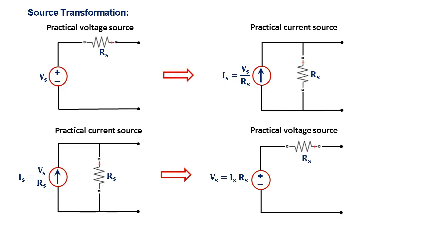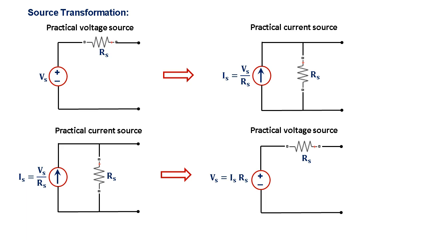The voltage and current sources can be converted from one source to another based on the requirement while solving the network problems. This technique is called source transformation. The transformation of practical voltage source into a practical current source is shown in the figure. Here the practical voltage source consists of a voltage source in series with resistor. This can be converted into a practical current source as shown in the figure, which consists of current source in parallel with resistor, and the value of this current source is equal to Vs by Rs.